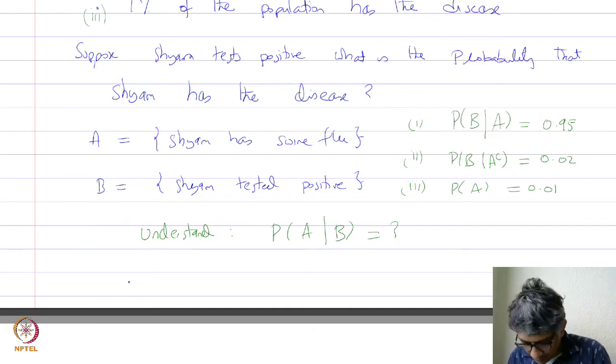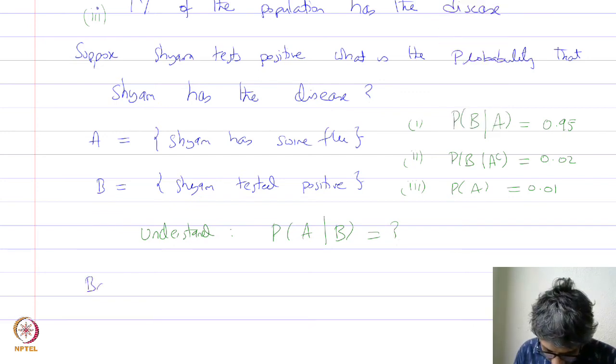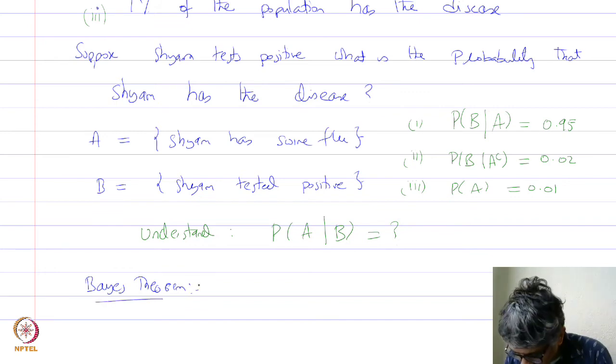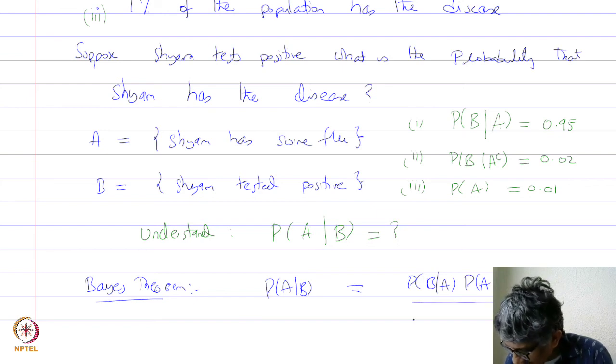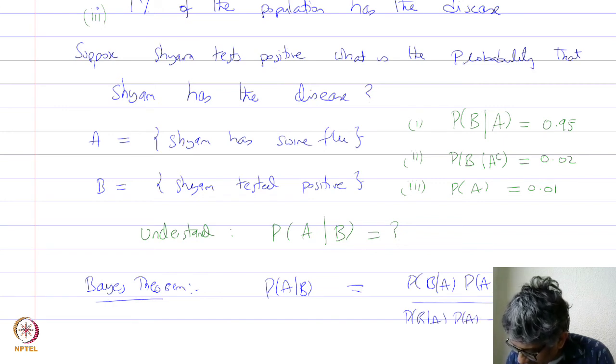So you know by Bayes' theorem, probability of A given B is the same as probability of B given A times probability of A, divided by probability of B given A times probability of A plus probability of B given A complement times probability of A complement.